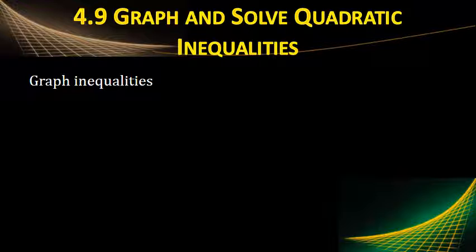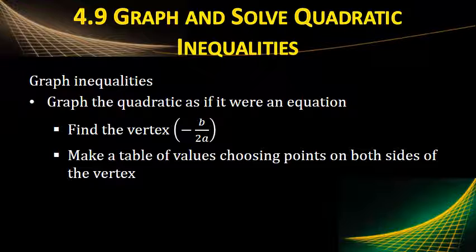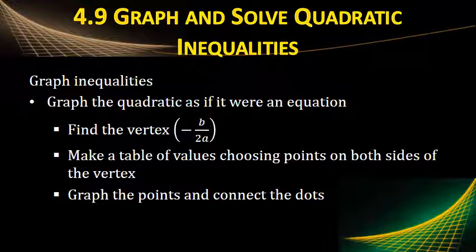So we're going to do some graphing of inequalities. Graph the quadratic as if it were an equation. Remember, the vertex is the first thing you have to find. It's negative b over 2a. It's in standard form. Then you make a table of values, choosing points on both sides of the vertex. So your vertex is the middle of your table. Graph the points, connect the dots.